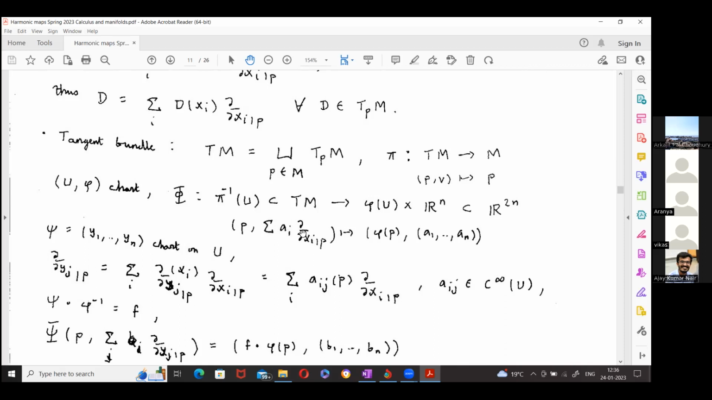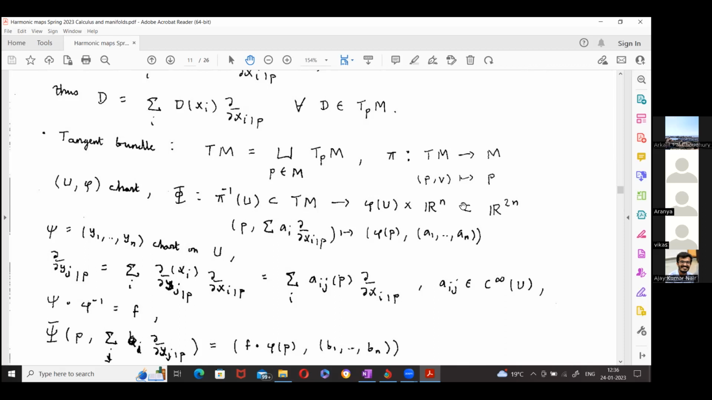And then what is my map? My chart capital Phi will take values in R2n. It's going to go to phi of U cross Rn, which is sitting inside R2n. So this maps to the pair phi of P, comma, (a1 up to an). This is my map.